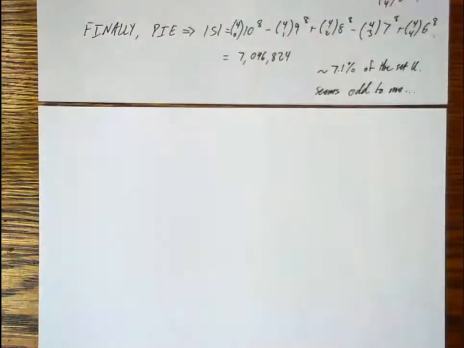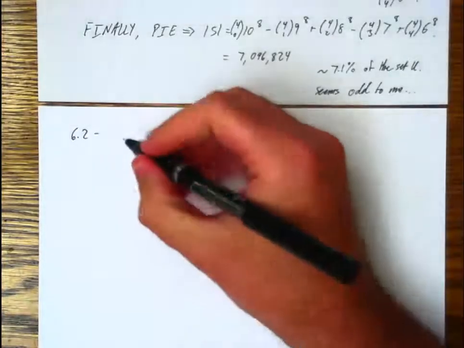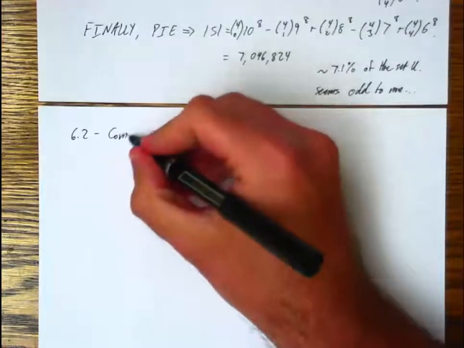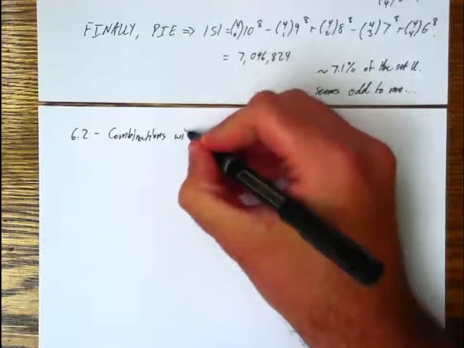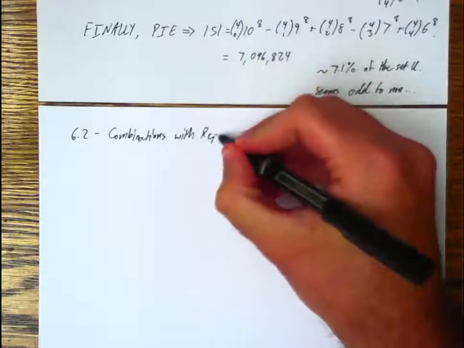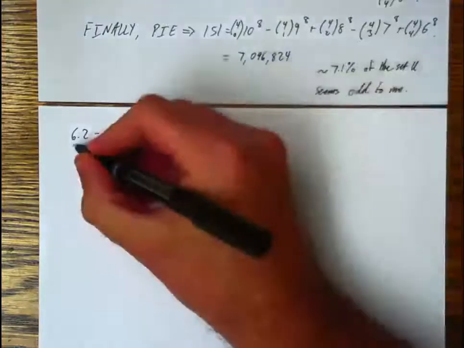All right, so that about does it for section 6.1. And we're going to continue into section 6.2 by talking about combinations with repetitions again. So we're going to be talking about multi-set combinations, but with a bit of a twist.